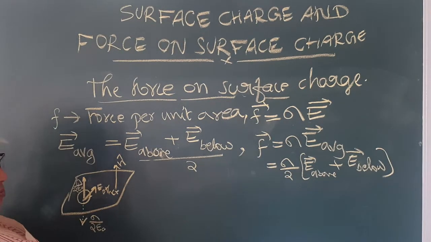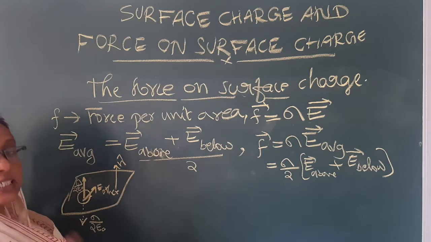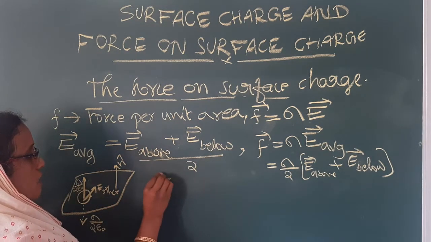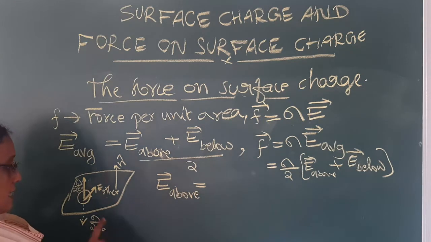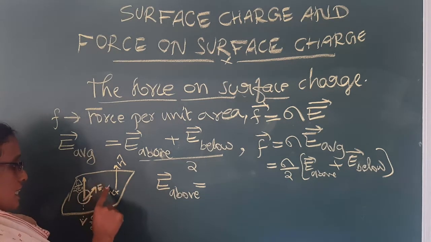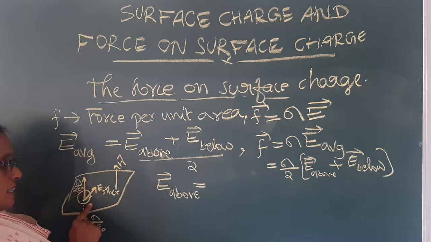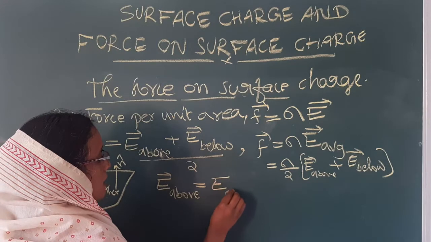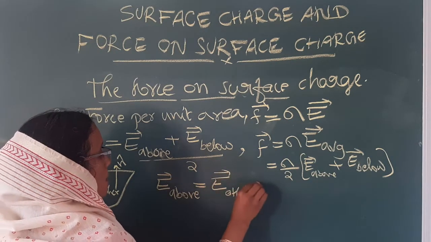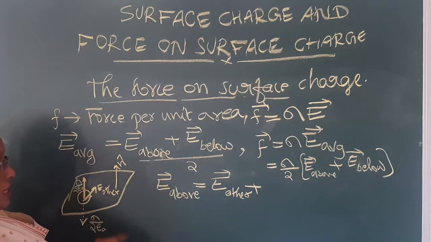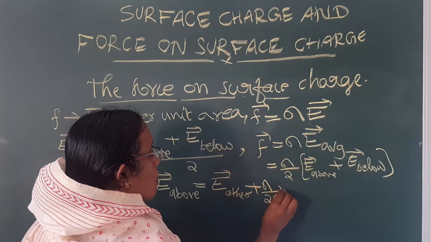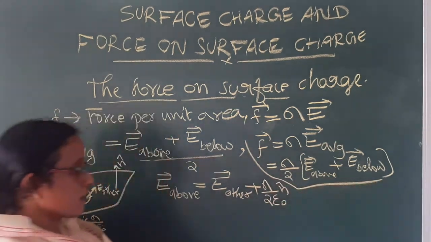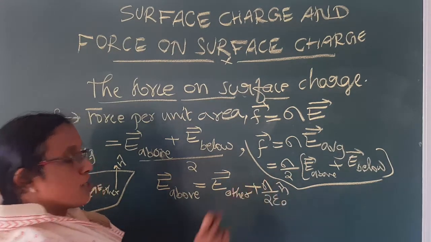The electric field above this surface charge distribution can be written as a sum of two terms. That is, the electric field due to the surface charges outside this patch, which is represented by E other, plus the electric field due to the surface charge on this patch, sigma. This electric field is given by sigma by 2 epsilon 0 n cap.